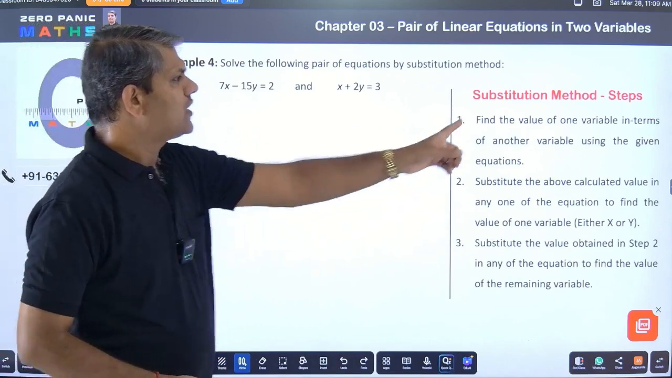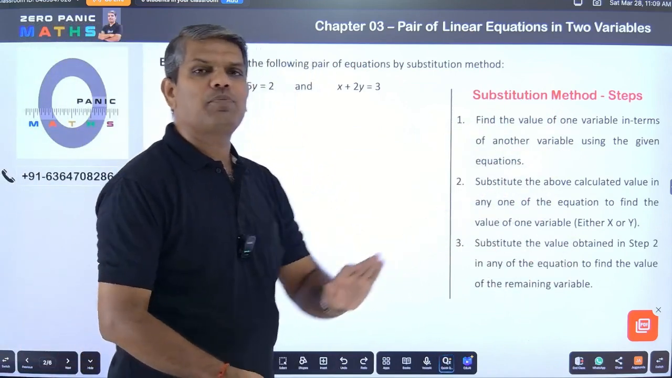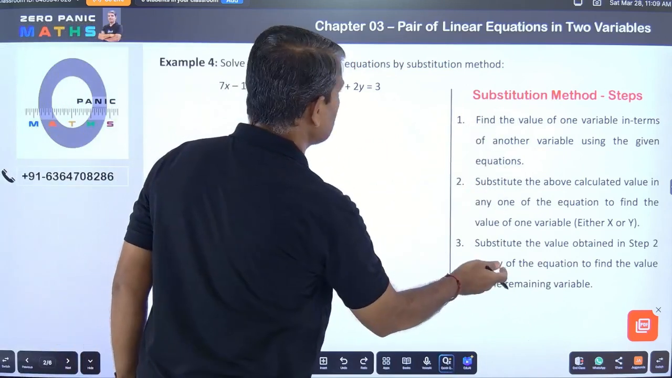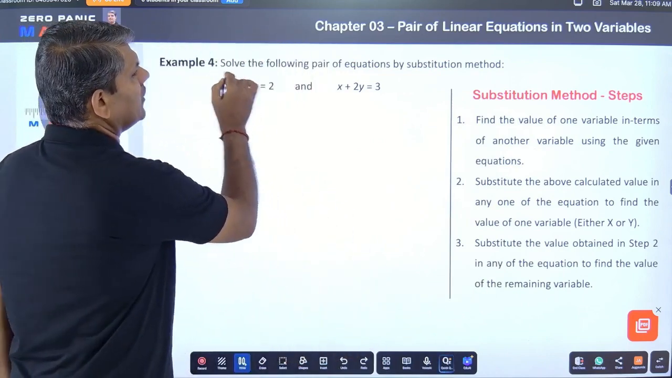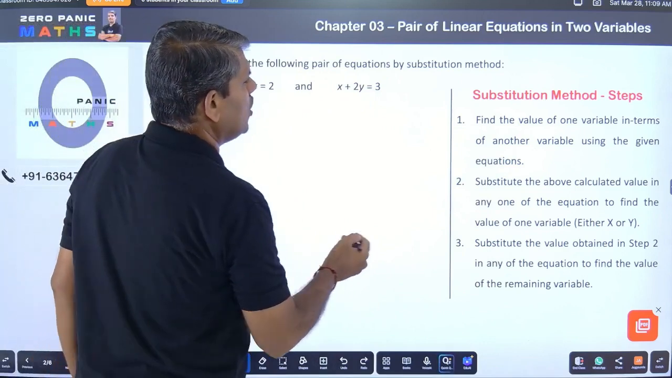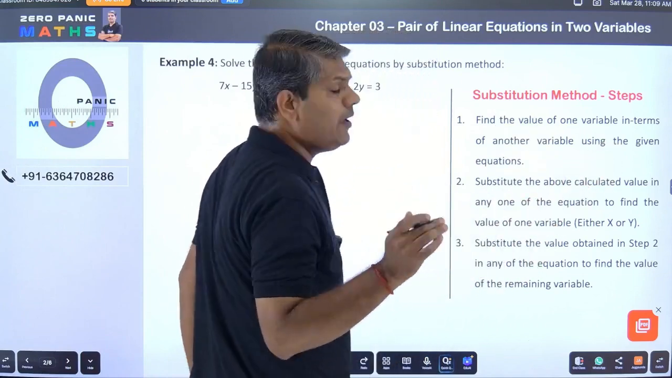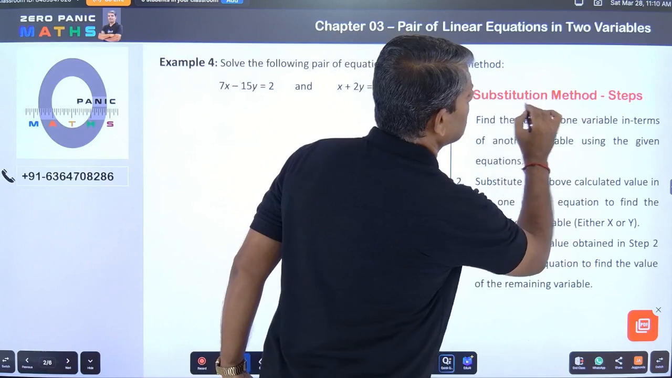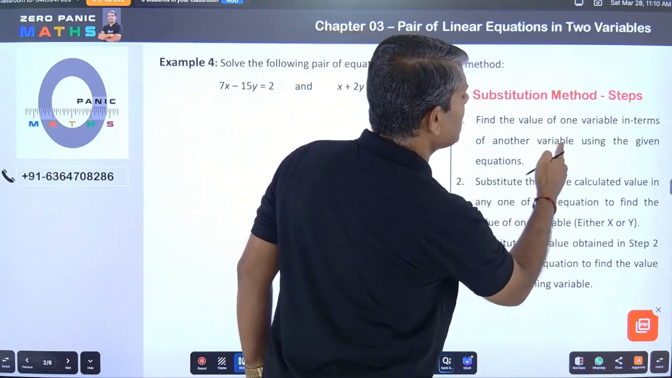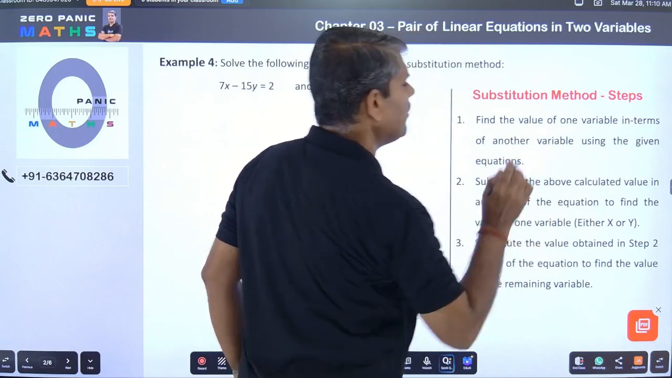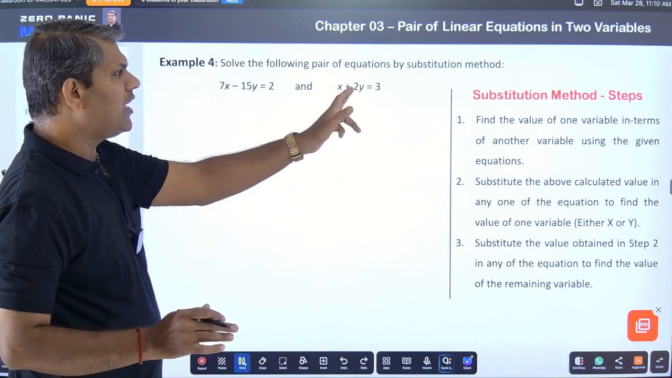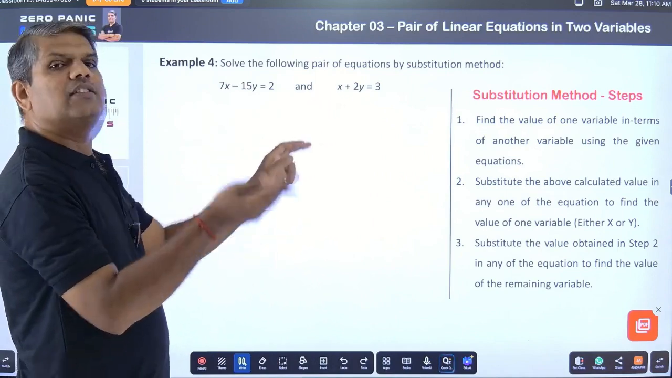So, the substitution method, and these are the steps of the substitution method. Now let us follow these three important steps to solve this pair of equations. Let us see an example. So the first step, listen carefully. The first step in the substitution method: find the value of one variable in terms of another variable, using the given equations. So the first step is to find the value of one variable, either x or y, in terms of the other variable.